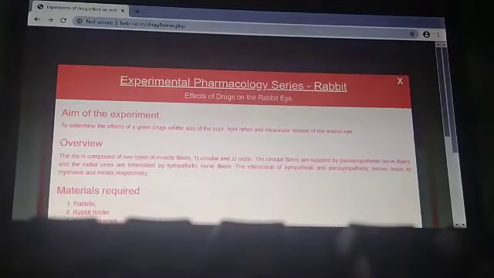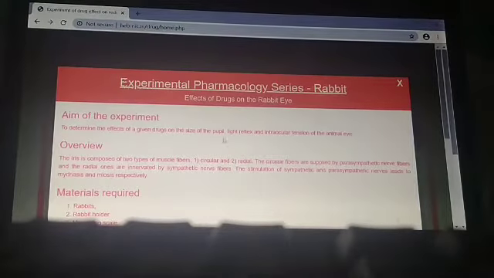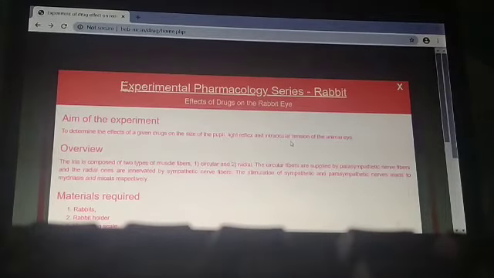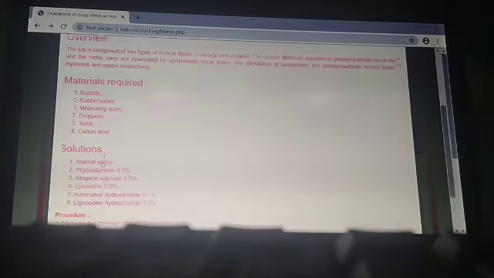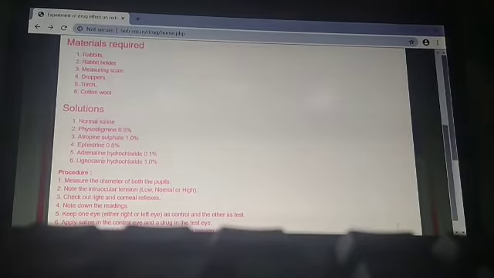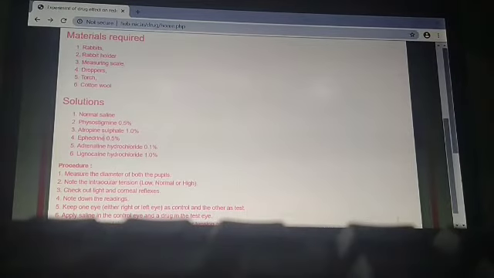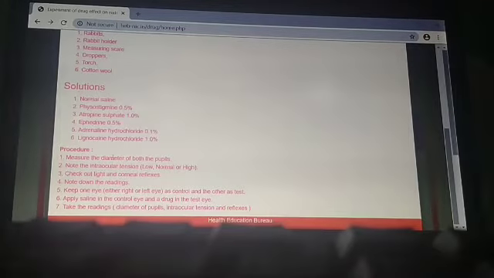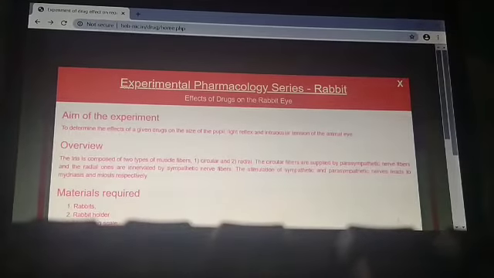instruction. Our aim is to determine the effect of drug on the pupil size, light reflex and intraocular tension of the animal eye, that is rabbit eye. Materials like rabbits, measuring scale, torch, cotton wool, etc. will be required. Then some solutions like normal saline, then drugs physostigmine, atropine, ephedrine, lignocaine. These few drugs will be required. Next is the procedure. We will follow the same for performing the experiment.